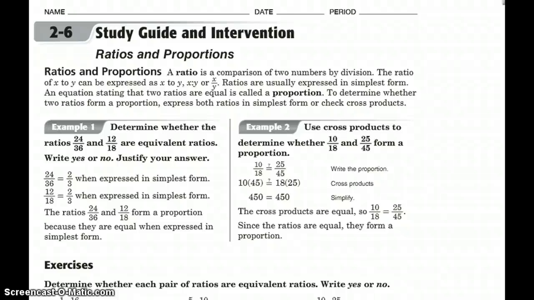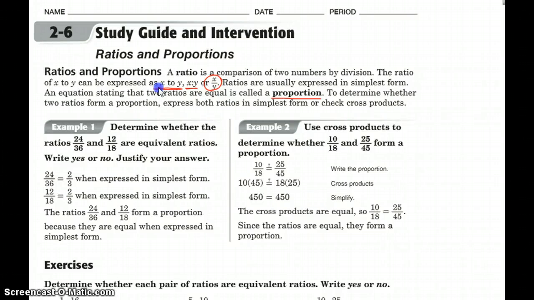Ratios and proportions. A ratio can be expressed in many different forms, written out x to y, with the double dot, and then x to y as a fraction. Ratios are usually expressed in simplest form. An equation stating that two ratios are equal is called a proportion.